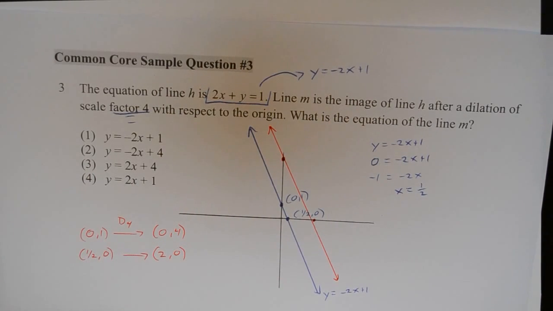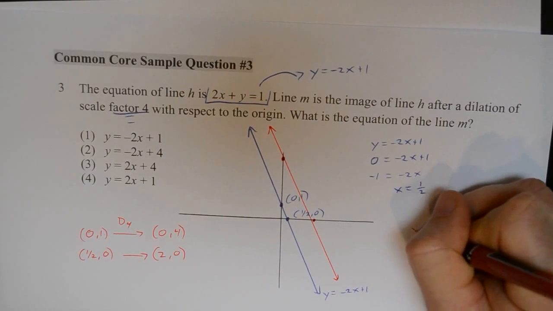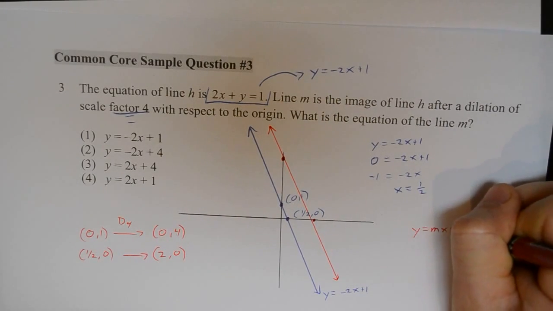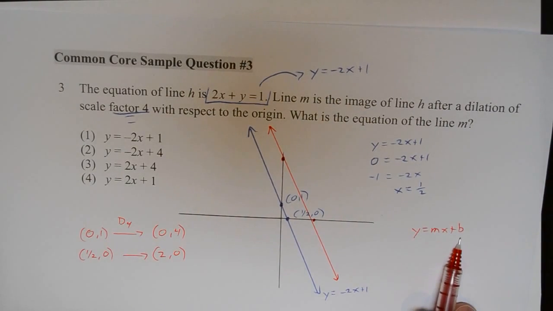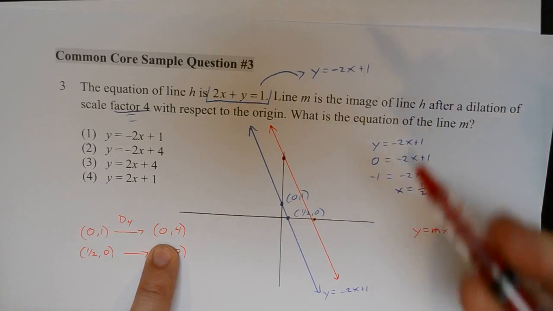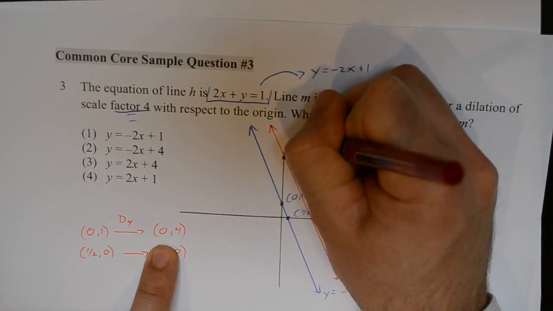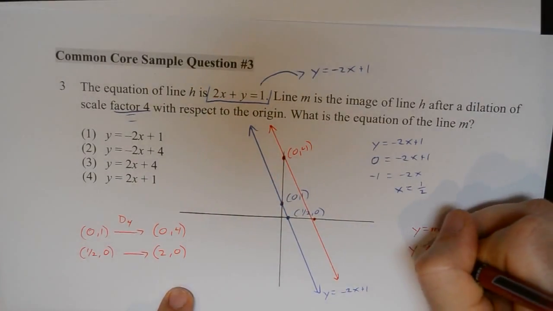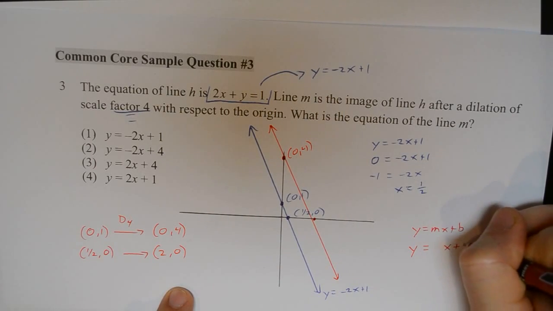So now all we need is the equation of this line. Well, we know that it's going to be y equals mx plus b, and we already know the y-intercept, don't we? 0, 4. So if that point up there is 0, 4, then my y-intercept is 4. So y equals something times x plus 4.